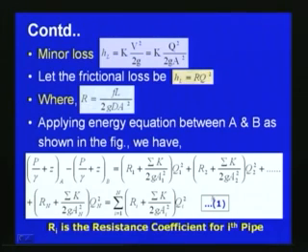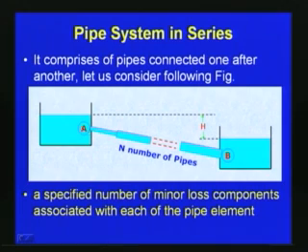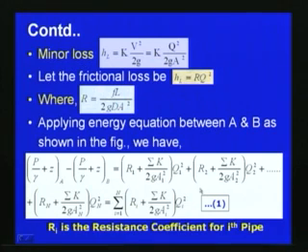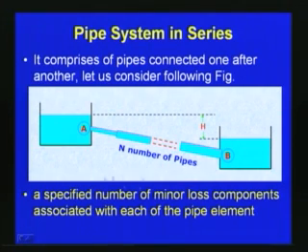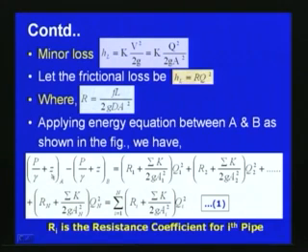So, this is the equation. When we write the energy equation between these two reservoirs, between the two locations A and B, we get this equation. Here P by gamma is the pressure head, and Z is the datum head, if we consider this line as datum, that is, the distance to the considered point. So, between P by gamma plus Z at A and P by gamma plus Z at B.